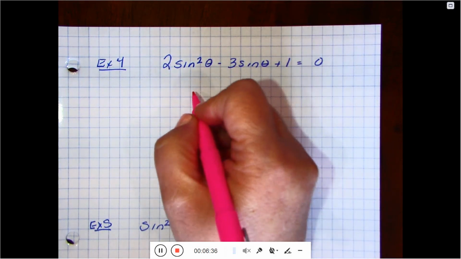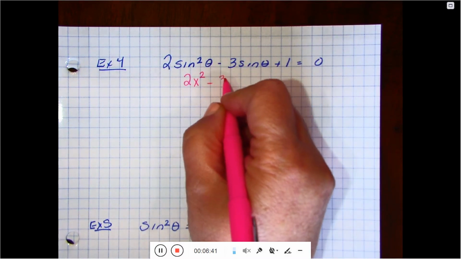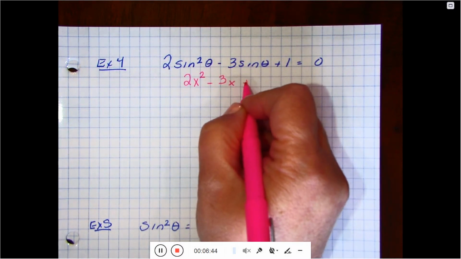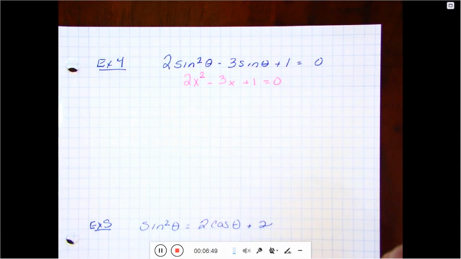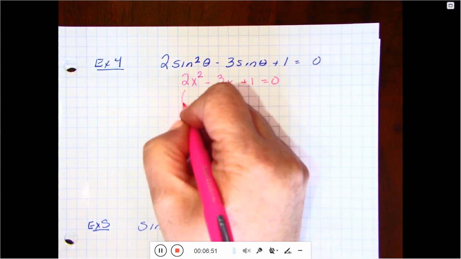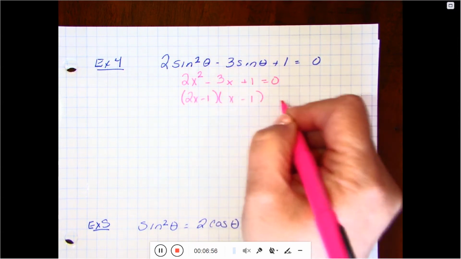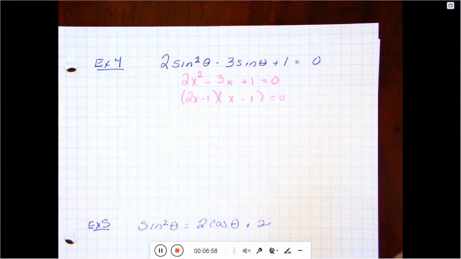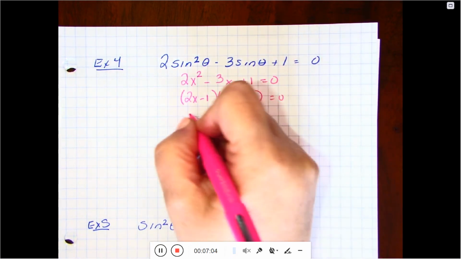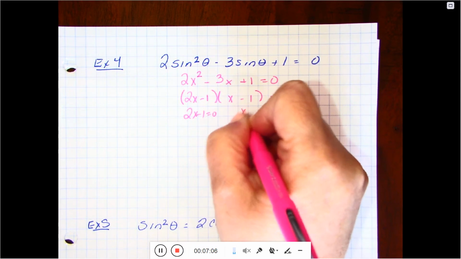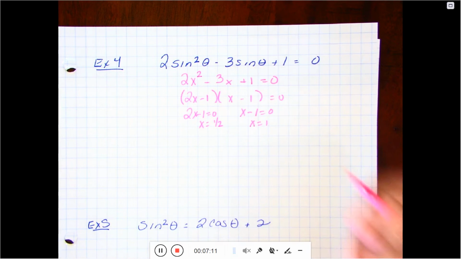It should look like a trinomial. If I change this to 2x squared minus 3x plus 1, just for the sake of visualization that this is a trinomial, how would we go about solving this one? Well, we would factor it into 2x minus 1, x minus 1. And then we take each factor and set each factor equal to 0. So we say 2x minus 1 equals 0, x minus 1 equals 0. So x is a half, or x is 1, and we get 2 solutions.